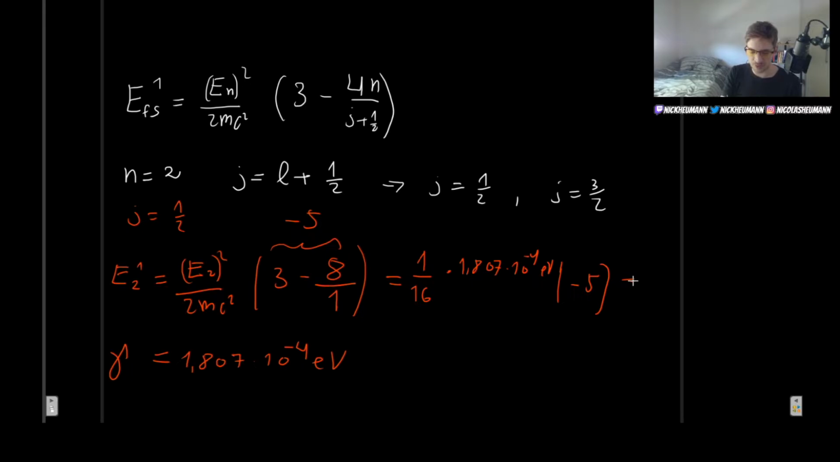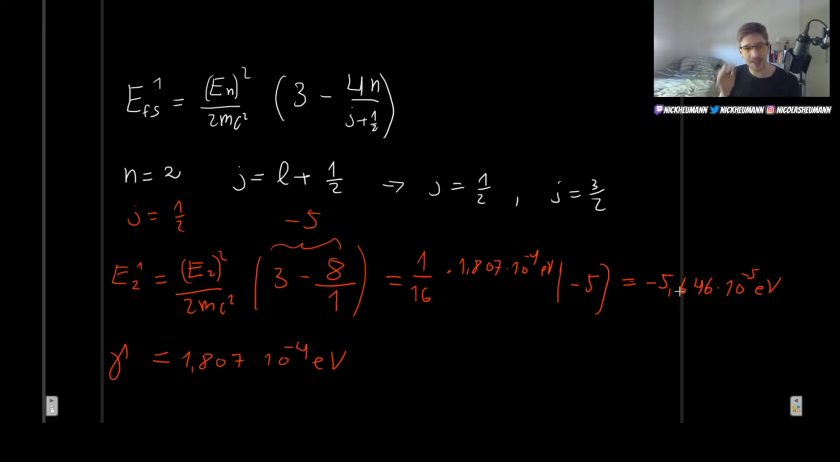So now let's just multiply. So times minus 5 divided by 16. So we get this is equal to minus 5.646 times 10 to the minus 5 eV. To be honest, it doesn't really matter if we go to 3 decimals, but whatever. We already did it, so let's continue doing that.